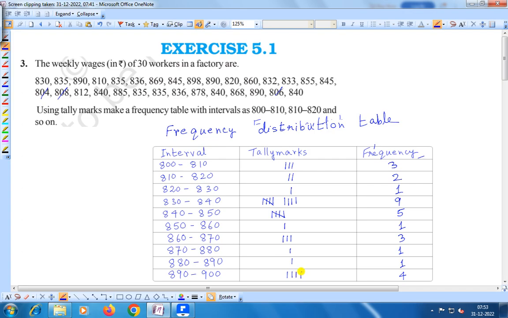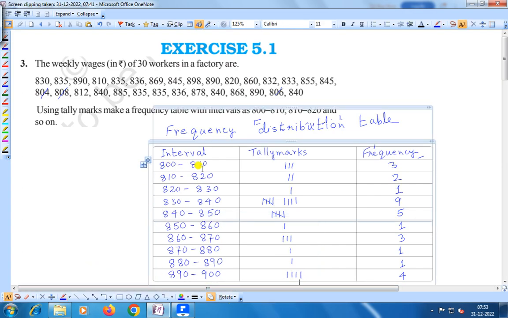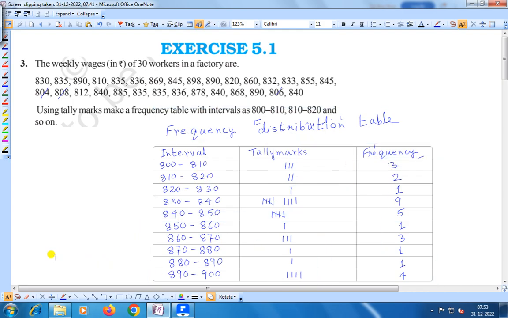This is the given distribution table, right? Dear friends, you have to count the intervals: 800 to 810 is 3, 810 to 820 is 2, and you have to make the tally marks like this.